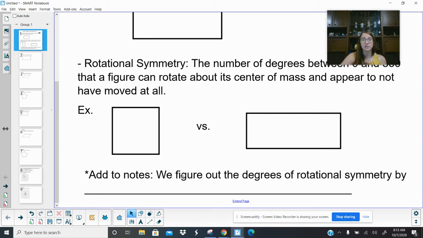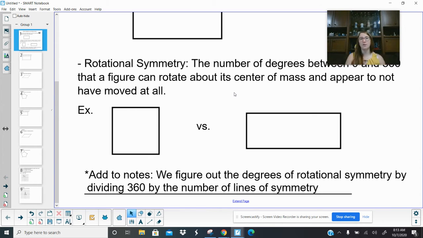So for rotational symmetry, we can figure out the degrees of rotational symmetry by dividing 360 degrees by the number of lines of symmetry. So we're going to come back to that. We're first going to practice finding lines of symmetry, and then we'll talk about the rotational symmetry. So once more, add that to your notes. That's not in the packet if you have it.